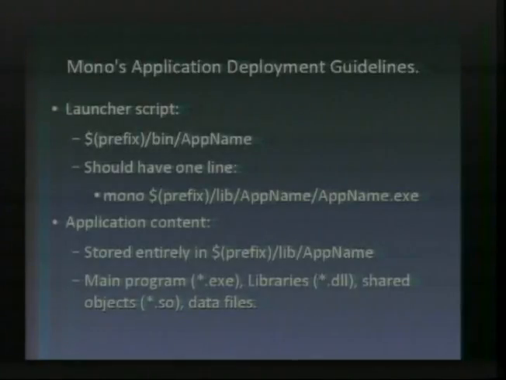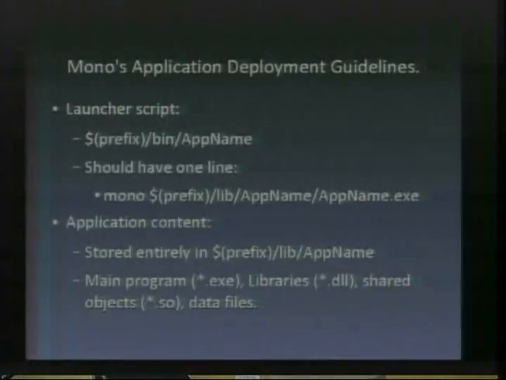We have this thing called the Application Deployment Guidelines that tell you that your whole application is in a directory, and the only thing that is not in a directory is a bin script that just launches the application in the directory. So it basically just says mono and the name of the application, which means that you can drag the directory, but we couldn't quite solve the bin issue by having a script to launch it.